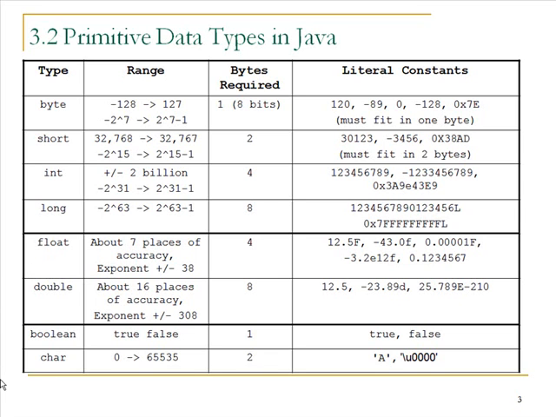Okay, 2 more primitive data types in Java. One is called Boolean. Boolean data type is used to represent true or false. So if you have a Boolean variable, only one of 2 values can be in there, true or false, and these are the literal constants.